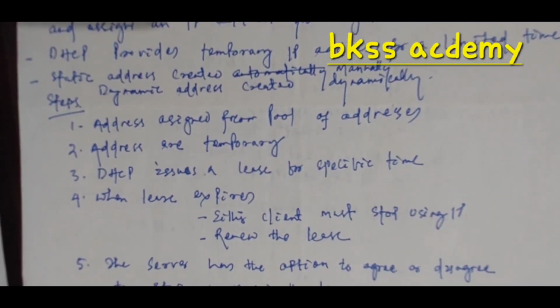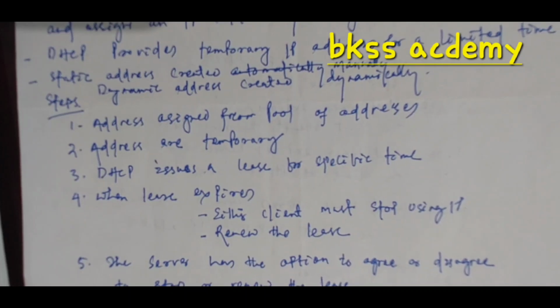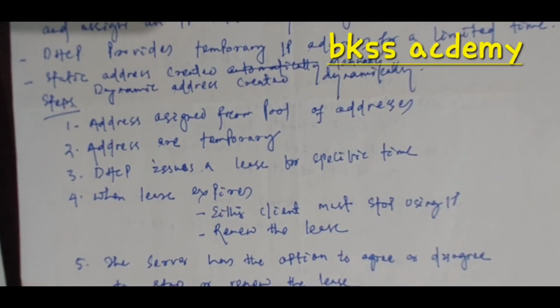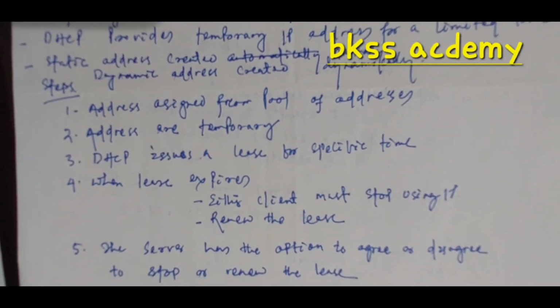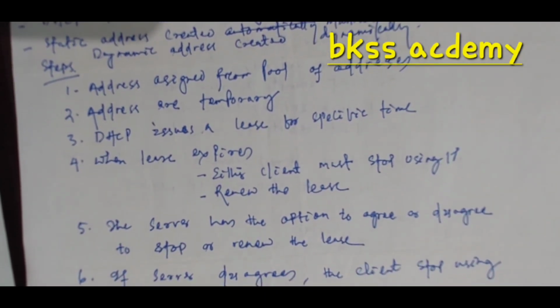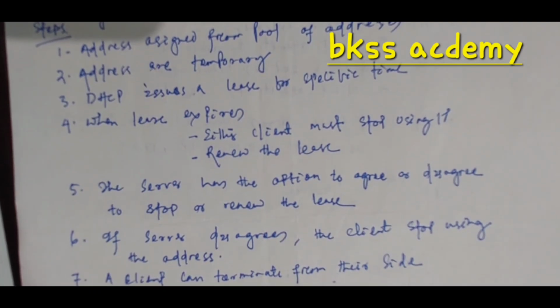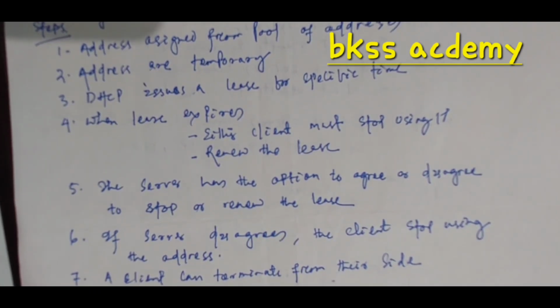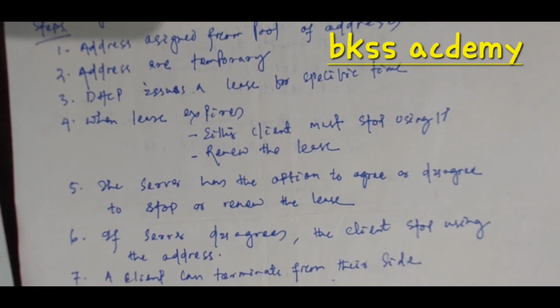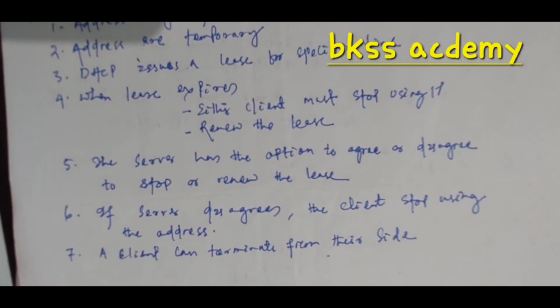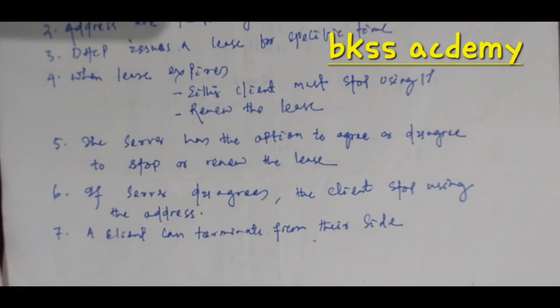Address is assigned from a pool of addresses. Some address pool is maintained there. An address stored in the pool of addresses means that address is free and can be assigned. Addresses are temporary. DHCP issues a lease specification time. When the lease expires, either the client must stop using the IP or renew the lease. So a specific time is given. After that, the same IP cannot be used, otherwise that IP will be renewed.